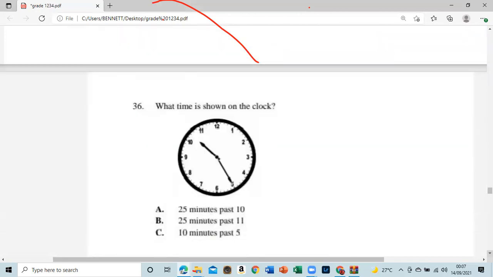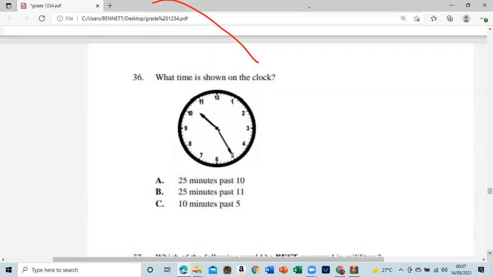Alright, what time is shown on the clock? So let us identify first. Yo, this is hard, man, this is hard to look at. It has to be some government test now. Them alone set them hard. Alright, what time is shown on the clock? So this I say what? 10:25, right?